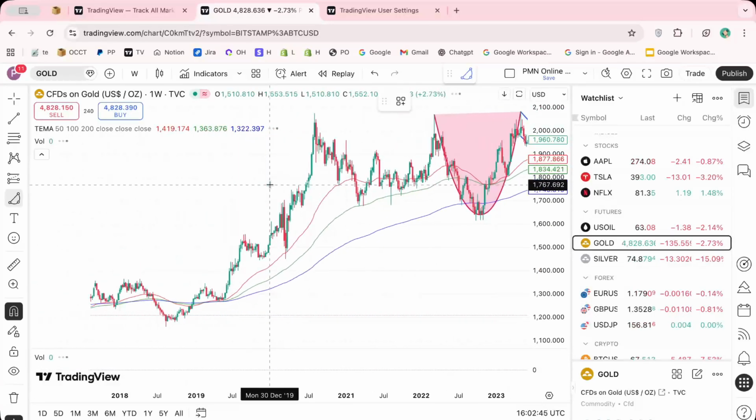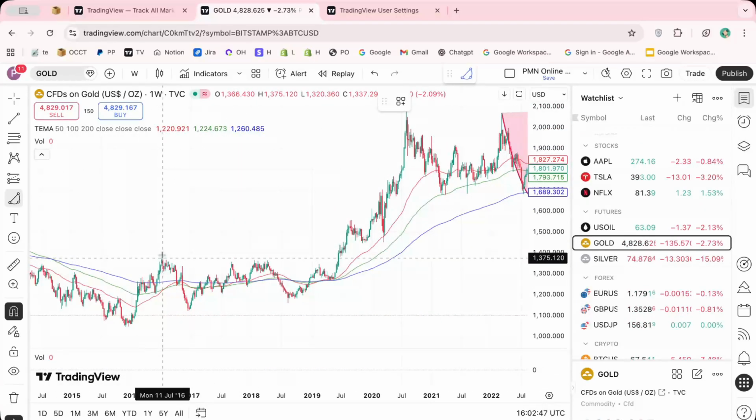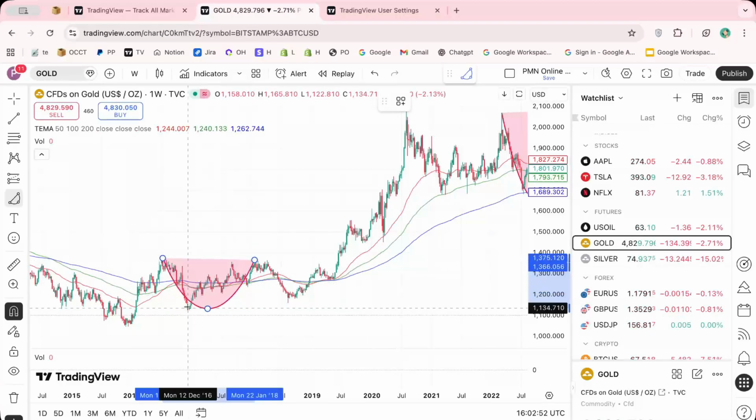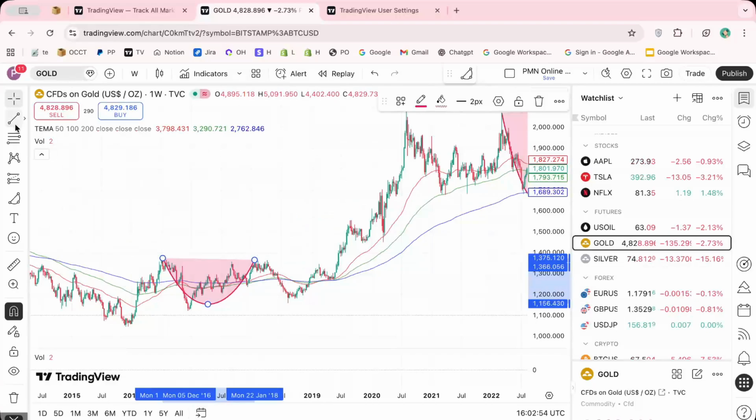Once you've drawn this curve, mark the resistance level using a horizontal line that connects the points where both sides of the cup face resistance. This line acts as a baseline for the expected breakout.